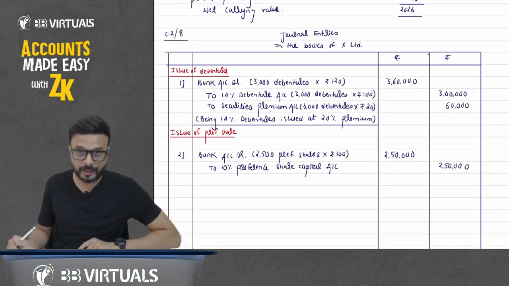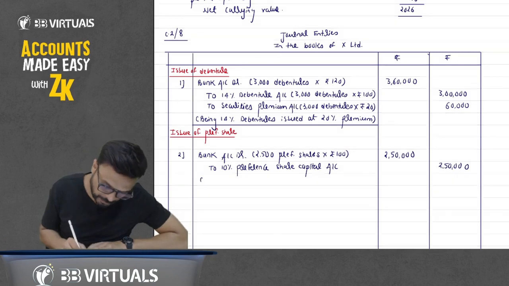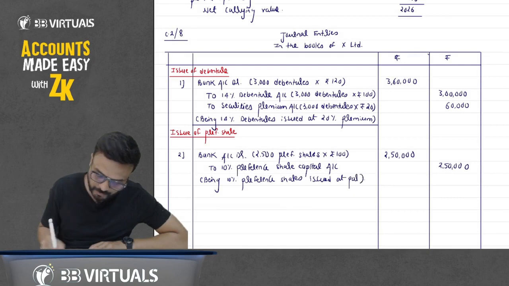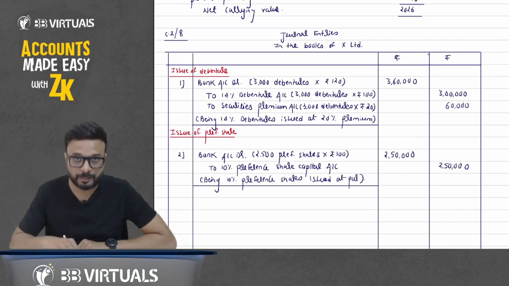2,50,000. So bank account debit 2,50,000 to 10% preference share capital account. Being 10% preference share issued at par. At par means we have issued at face value. Now we have passed the entry for issue of preference shares.